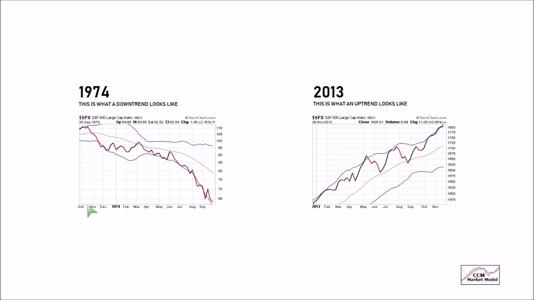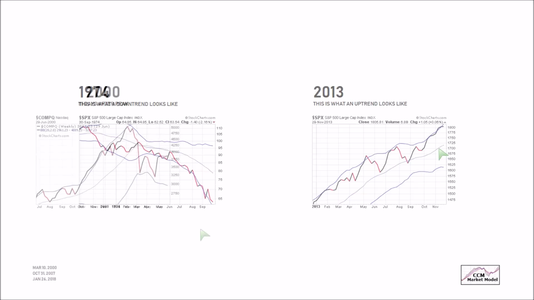This is calendar year 1973. This is a downtrend into calendar year 1974. If we look on the right side, this is an uptrend in the S&P 500. It's also a weekly chart with weekly Bollinger Bands. For now, from a generic perspective, this is what a downtrend looks like. This is what an uptrend looks like.